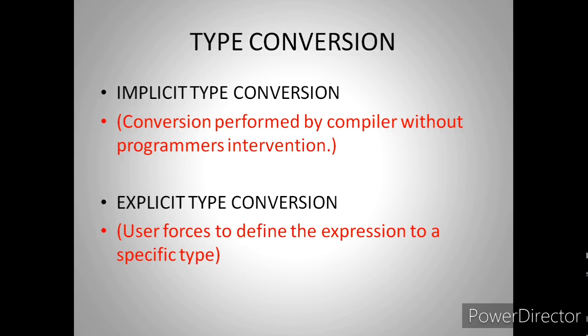The next one, as I just discussed, one was implicit, the other is explicit type conversion. This conversion is performed by the user. So the user forces the expression to be defined as a specific type. If we take an example, it becomes very easy for us to understand implicit type conversion and explicit type conversion, isn't it?